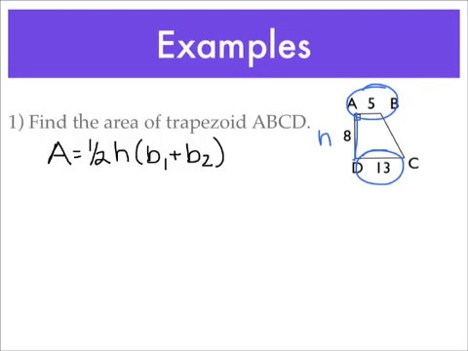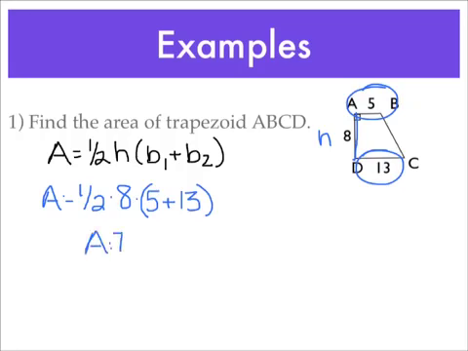Okay? So I would say 1/2 times 8 times 5 plus 13. And remember, since that's in parentheses, that means I have to add them together first. So 5 plus 13 is 18, and 1/2 times 8 is 4. So 4 times 18 is 72. So my area is 72 square units.